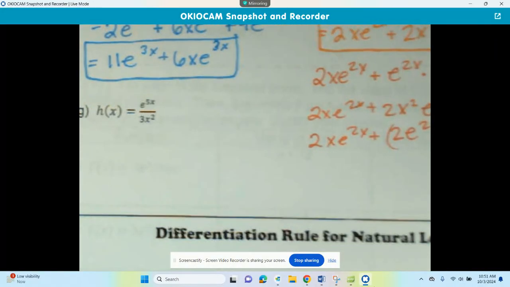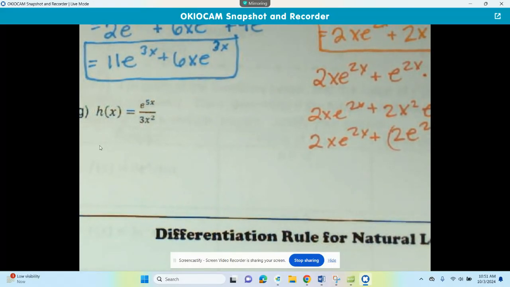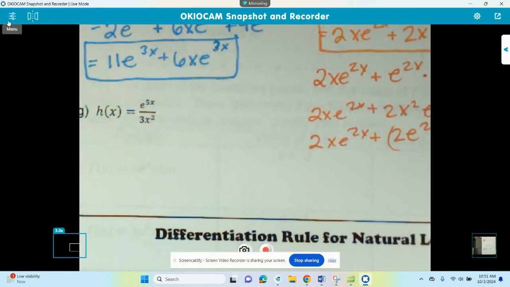So here we're going to use what? We've got to use the quotient rule because we've got a quotient, okay? So let's talk about that.